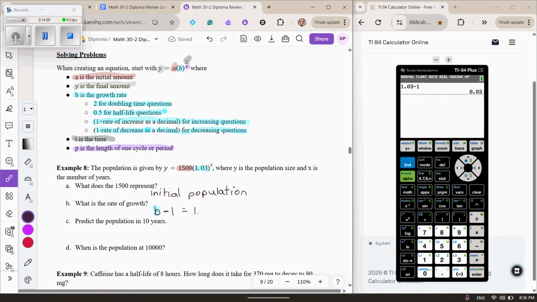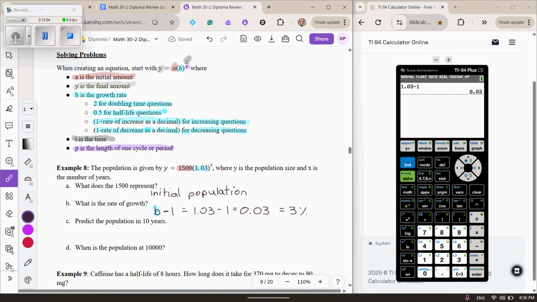So 1.03 minus 1, and that gives us 0.03. So that is equivalent to 3%. So there is a 3% increase per year. If you were to get minus 3%, then that would mean that the exponential function is a decreasing function. And that lines up with our b value that we talked about in the first lesson, where if b is greater than 1, it's an increasing function, and if b is less than 1, it is a decreasing function.